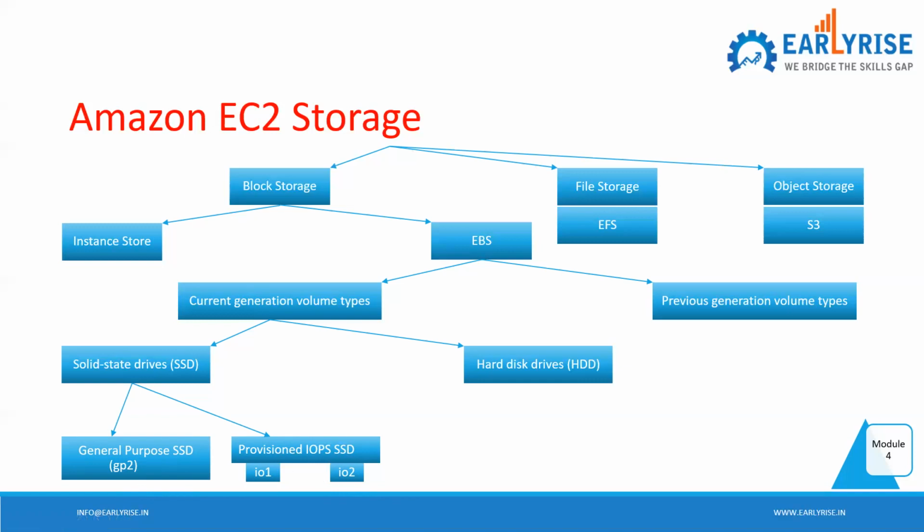Say you have some RDBMS, some relational database, like MySQL or Oracle. Now you want very high IOPS, up to 64,000 IO per second. So very high IOPS you will get in provisioned IOPS. GP2 will be lesser, but it's a good balance of price and performance.